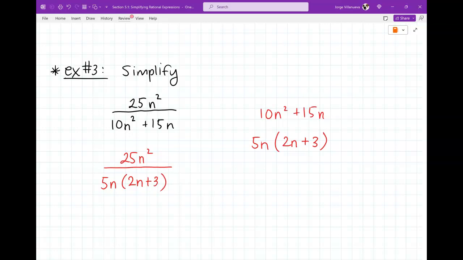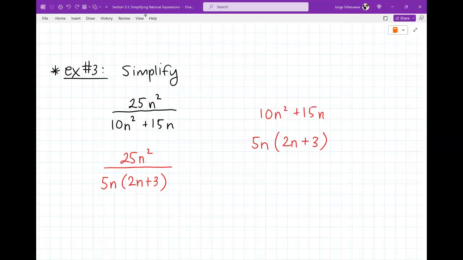Now, what you cannot do, so don't do this, what I'm about to show you. What you cannot do is say, oh, there's an n here, I'll cancel one out there. Don't do that. Because if it's inside of the parenthesis, the whole thing has to disappear. The 2n plus 3 has to disappear.